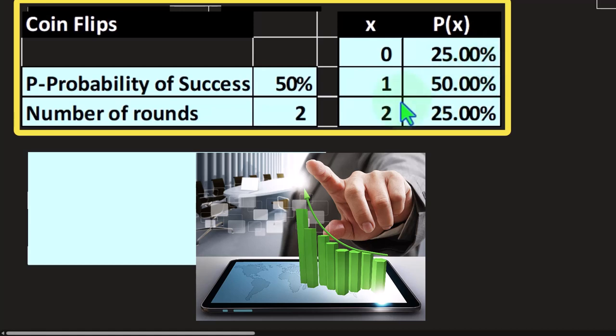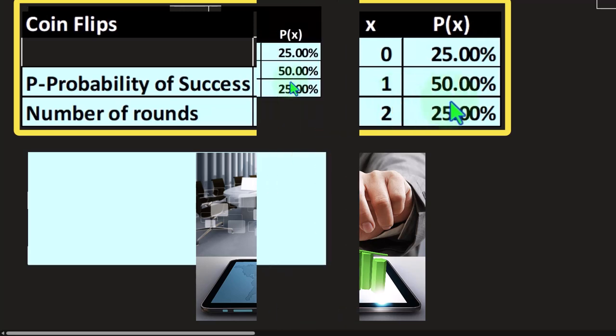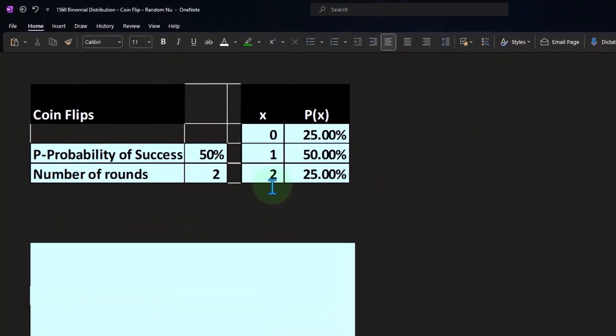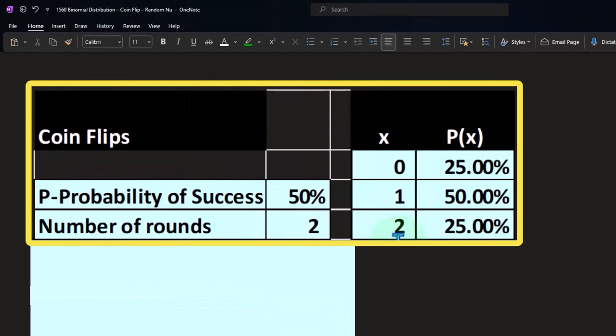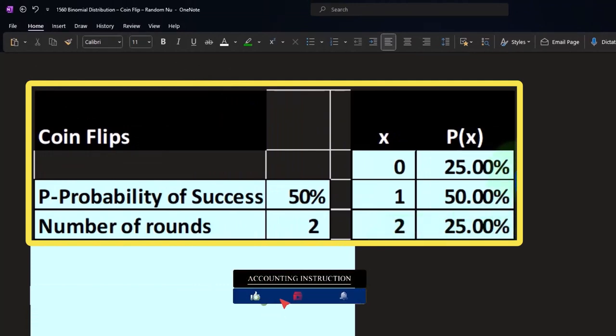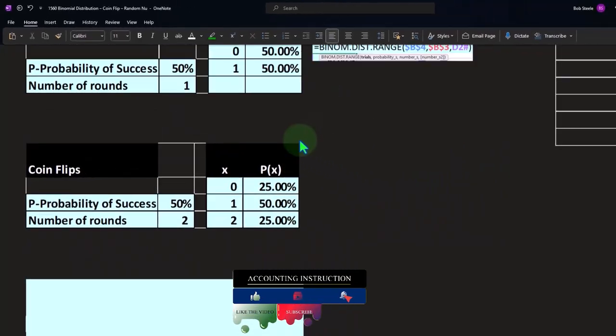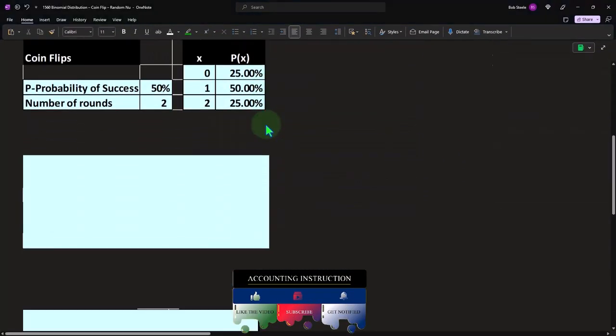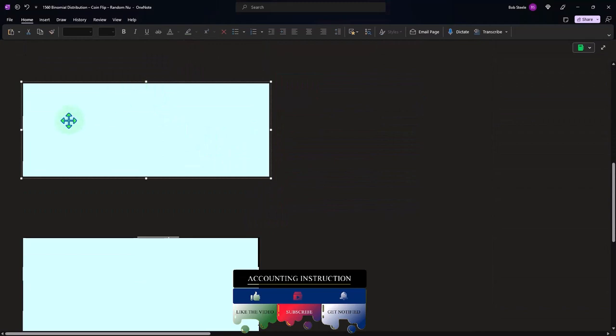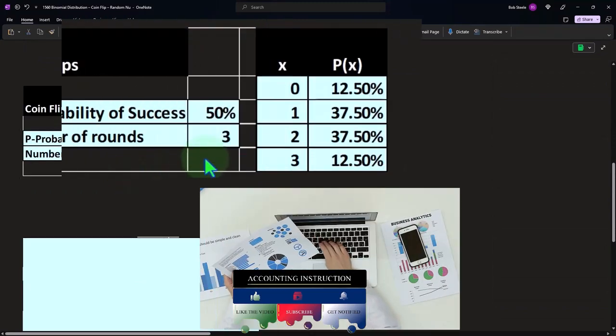25%. What's the likelihood that I get one success, defined as a heads, out of two flips? We have the 50%. And then what's the likelihood that we get two successes out of two flips, two heads? In other words, 25%. You'll notice that the total adds up in all these cases to 100%, which is kind of our check figure. What if we bring it up to 3 then?